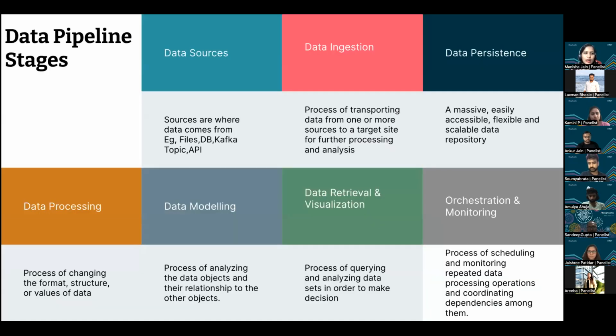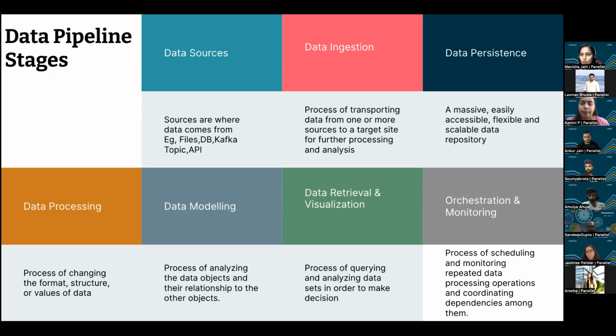Okay. So, data pipeline stages. Initially, we just saw data sources, ingestion, processing, and retrieval and visualization, right? But what are these? Let's look at them a little with examples. Data sources are where the data comes from. It could be a file, a database, a Kafka topic, any messaging, or an API. Data ingestion is the process of moving the data from source to the target site for further analysis.